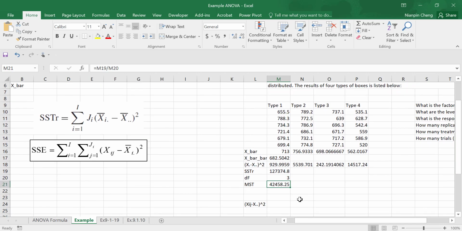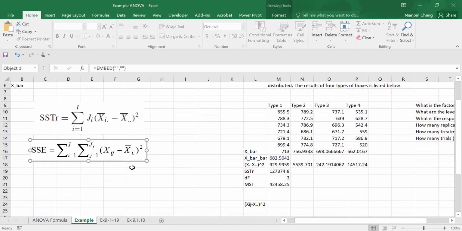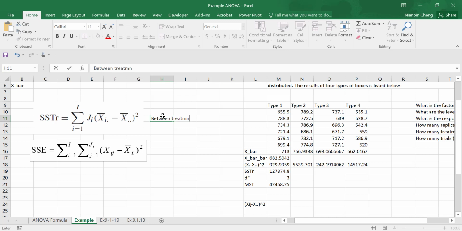Next, we are interested in another variation. This is the between treatment variation, and here the variation is inside each treatment, which we call the error part.